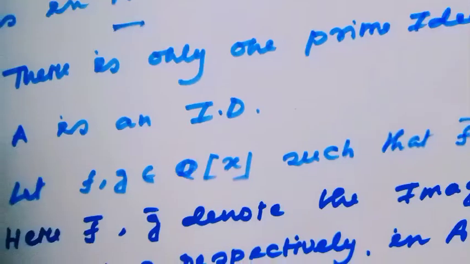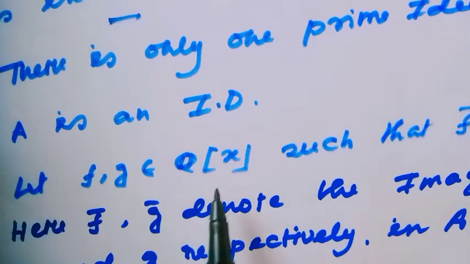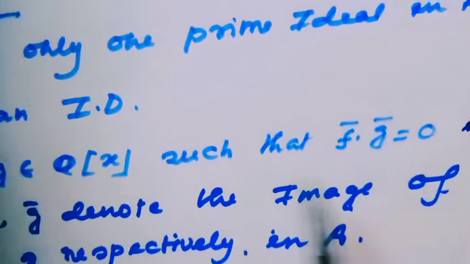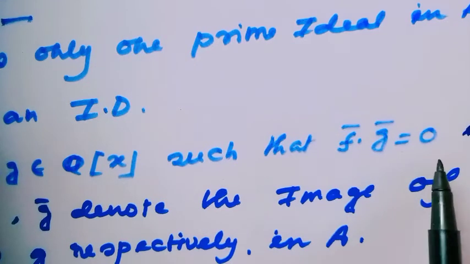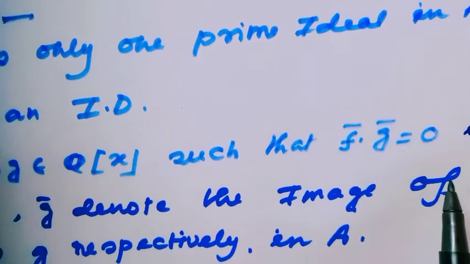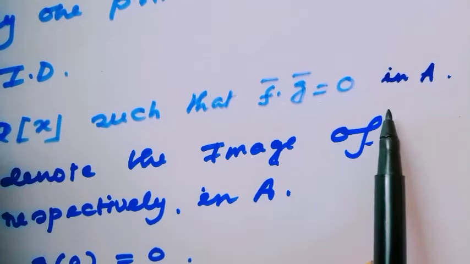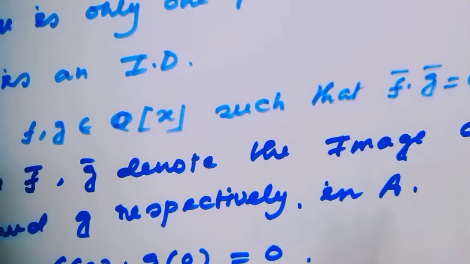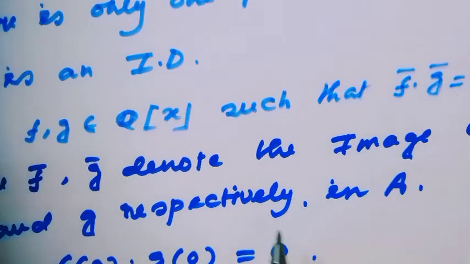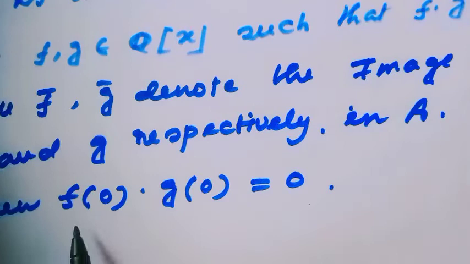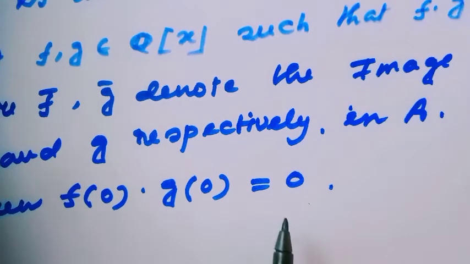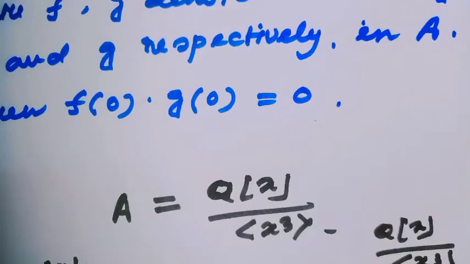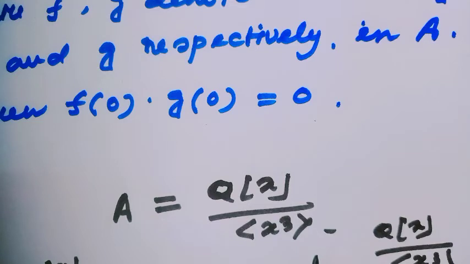And option 4: let f, g in Q[x] such that f bar times g bar equals 0, where bar means the image in the quotient ring A. Here f bar and g bar denote the images of f and g respectively in A. Then we have to prove f times g equals 0. Here the set A is denoted as Q[x] mod the ideal generated by x^3.